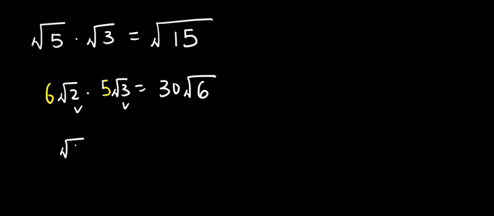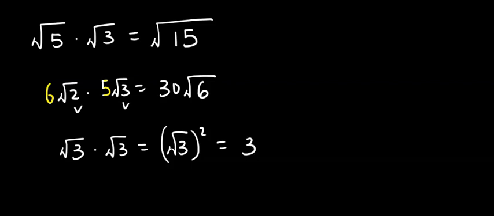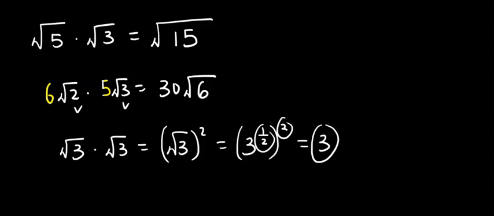Alright, how about we have the square root of 3 times the square root of 3? That is square root of 3 squared, right? So think about it, a square root of 3 is 3 to the 1/2 power. Remember, power of power, you multiply these two numbers. So 2 times 1/2 is 1. 3 to the first power, that is 3. Alright, let's look at our next practice.